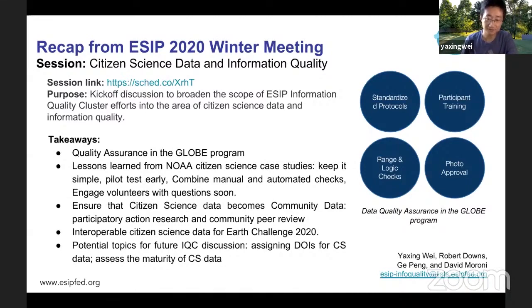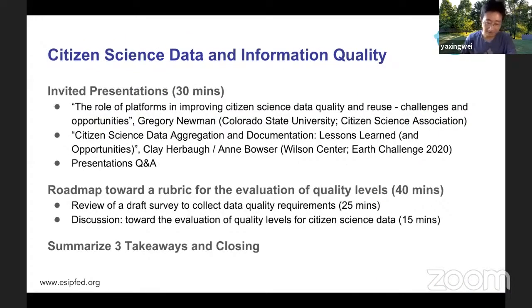And those two topics were first, assigning DOIs for citizen science data, and the second, assessing the maturity of citizen science data. So we have been moving forward from there. We had some great discussion with Citizen Science Association representatives. So here we are at this second Citizen Science Data and Information Quality session at the summer meeting. And today's agenda contains mainly two components.